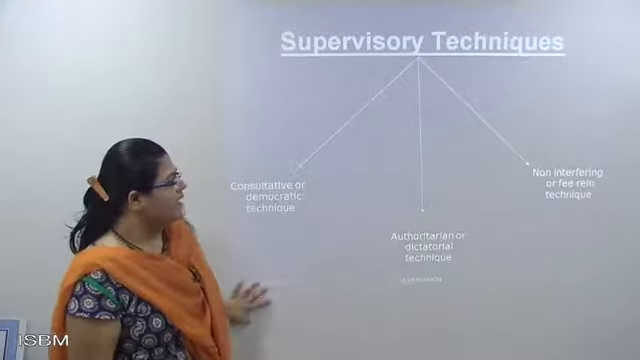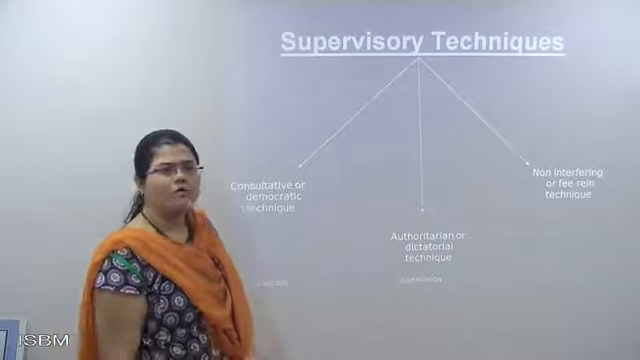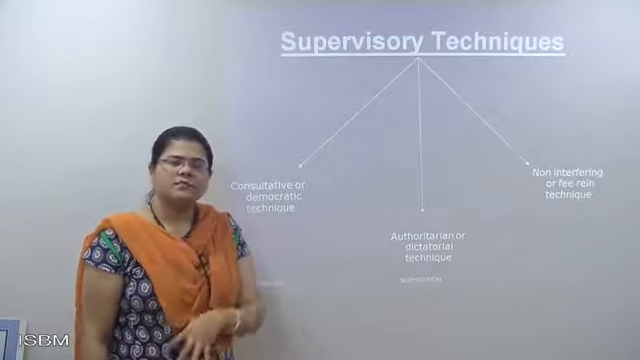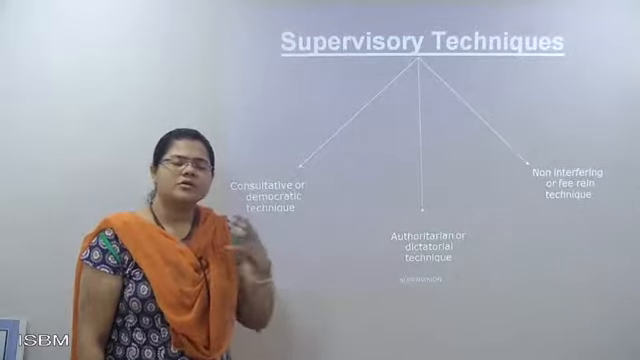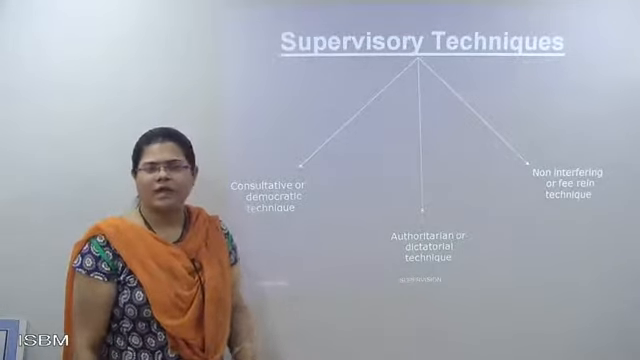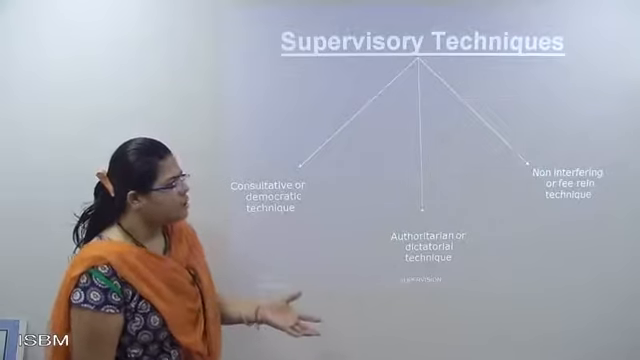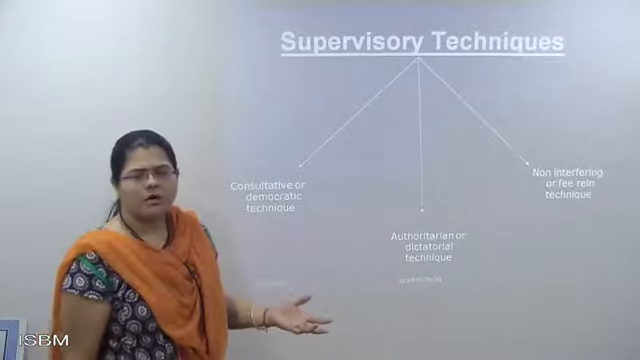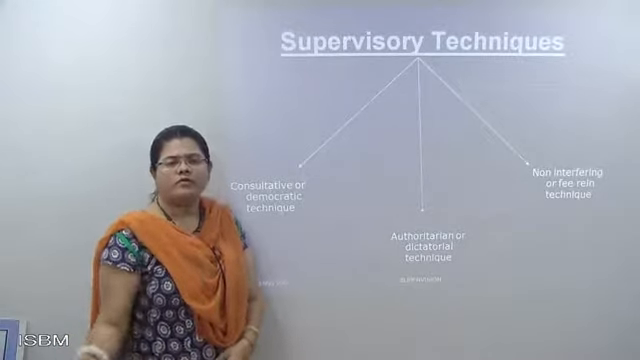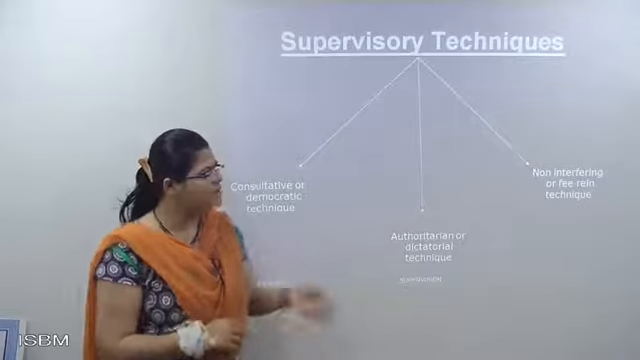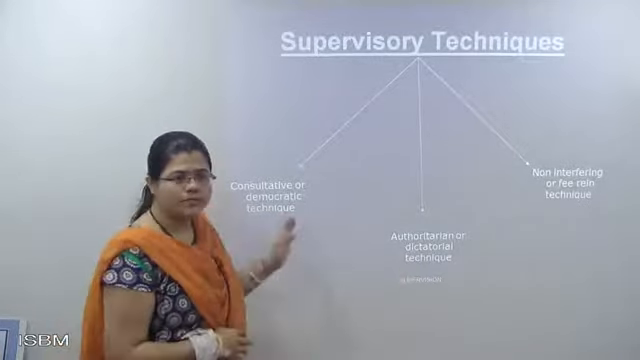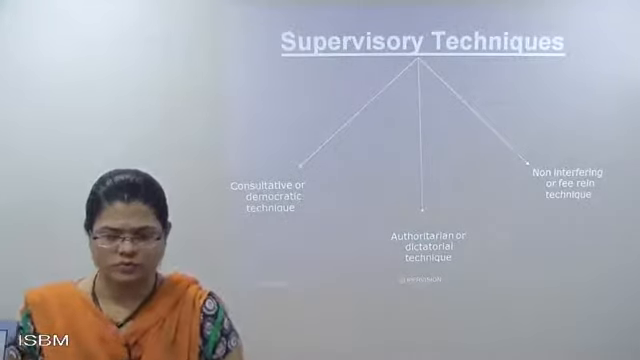Autocratic or dictator techniques: the main head, the boss or supervisor, has the subject, and from that subject the supervisor gives the views. So here no opinions are taken from anyone. Non-interference or free rein techniques is the laziest way, where no interference is given. Whatever you feel, you can do it, you can do it with your own sense. So these are the different techniques that supervisors follow, and they also suit different types of zones.